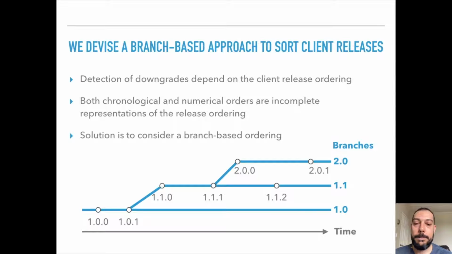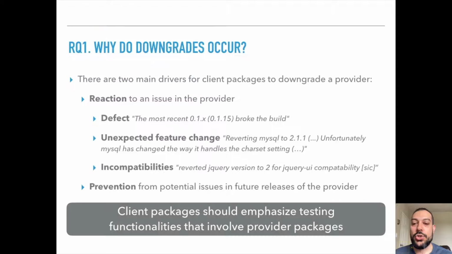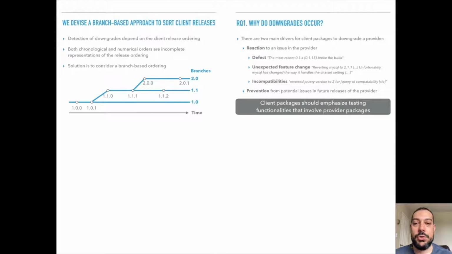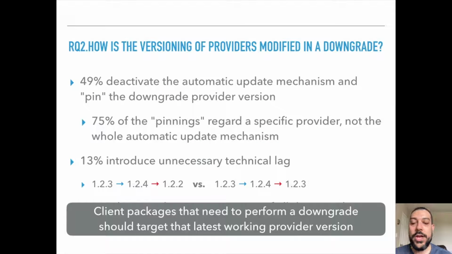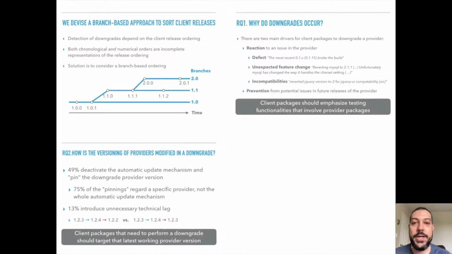To wrap it up, in this paper we devised a branch-based approach to sort client packages. We also studied why downgrades occur, and we found that two types of downgrade occur: reactive and preventive downgrades. We also study how the versioning of providers are modified in a downgrade. And we observed that 49% of the downgrades involve a deactivation of the automatic update mechanism.